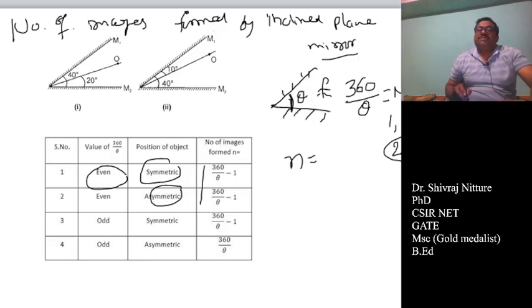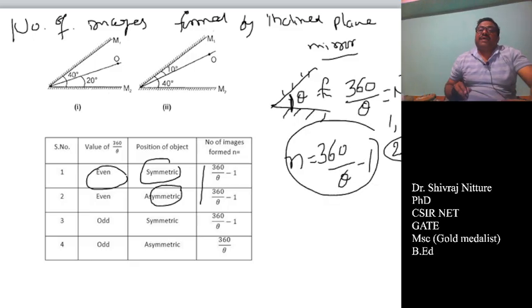So if this division is an even number, for example, if it is 90 degrees, 360 by 90, what is 360 by 90? 0 cancels, 9, this is 4. So this is an even number. Then how many images are formed? Remember the formula. Number of images formed is 360 by theta minus 1. If the angle between the mirrors is 90 degrees, the integer is 4, then the number of images is 4 minus 1, that is 3. Remember that directly.